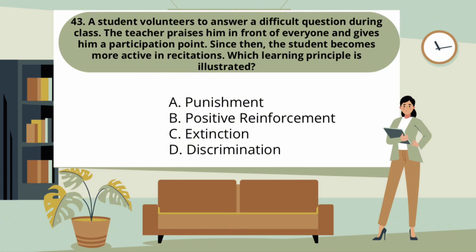So here are the choices. A. Punishment. B. Positive reinforcement. C. Extinction. And D. Discrimination. And the correct answer is letter B. Positive reinforcement. So why letter B?